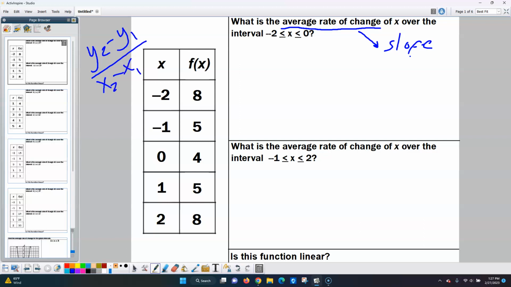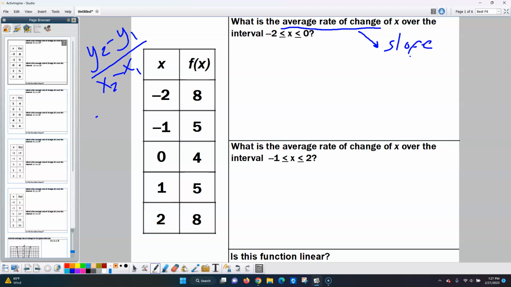So even if it's just saying what's the average rate of change, it's really just asking what's the slope between these 2 points. Rise over run, two R words, rise over run, got those Y's on top. And the first question up top says, what's the average rate of change of x over the interval -2 to 0? So we're going to be looking at 2 points.